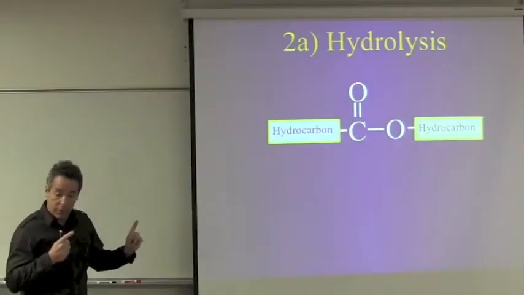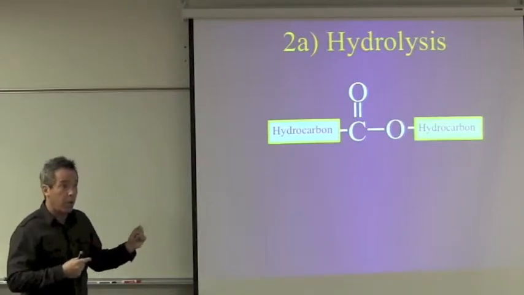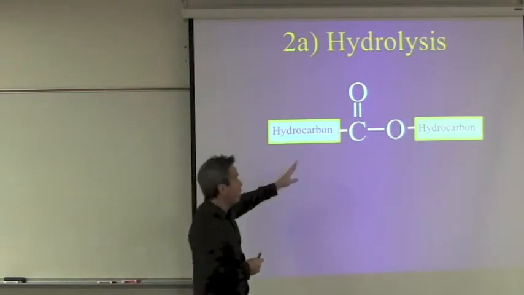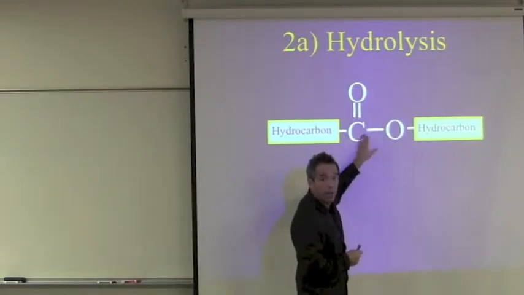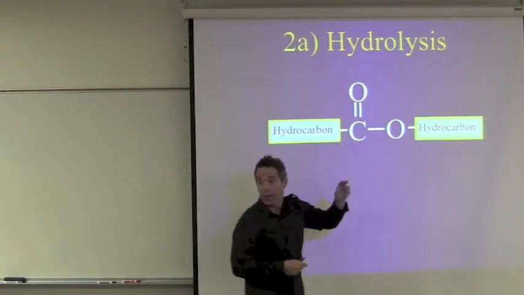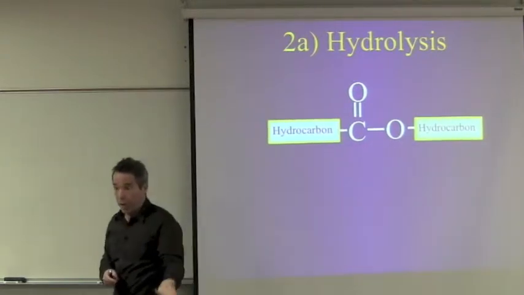Let's remind ourselves, we saw it at the end of chapter 4. What's the general form of an ester? This is the general form of an ester. When you have the CO2 bonded like this in between two hydrocarbons, it doesn't matter what two hydrocarbons, that's in the family of molecules called an ester.